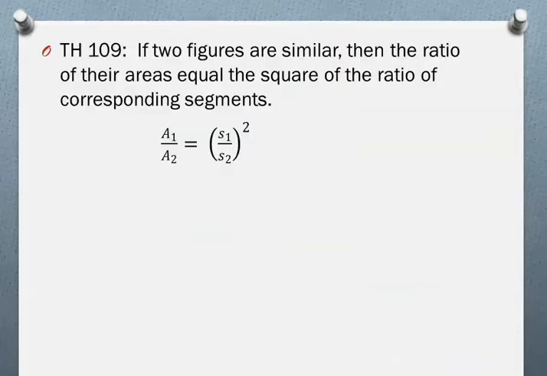And that takes us to our first theorem. If two figures are similar, then the ratio of their areas equals the square of the ratio of corresponding segments. Basically meaning if you know that the two figures are similar, you don't need to calculate each area, you just need to find the ratio of one side to another and square it.